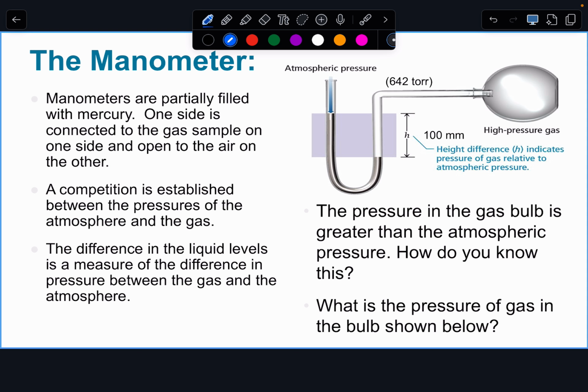I'm not done. I got 5 minutes. Chill out. Okay, the second one is measuring gas in an experimental setting.